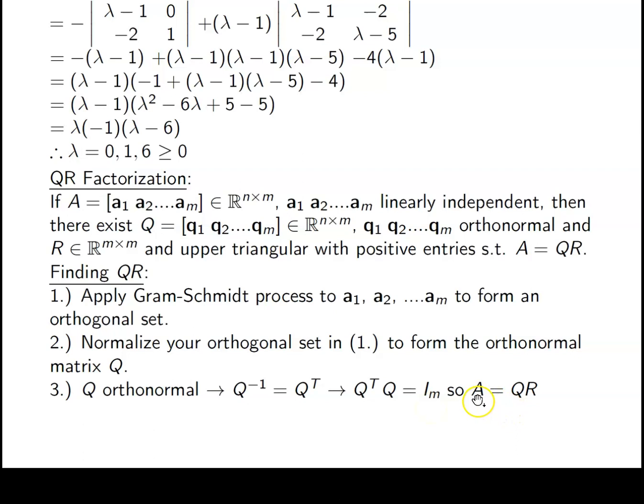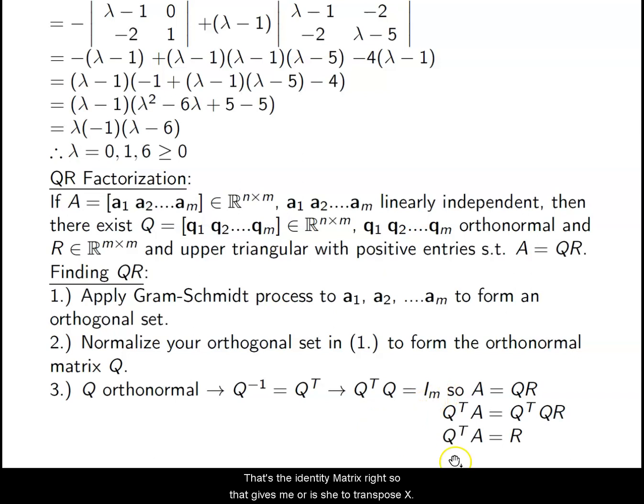So from the result that I want, A equals QR, I can pretty much solve for R. If I multiply by Q transpose on the left on both sides, it looks like this. Q transpose A equals Q transpose Q R. But what's Q transpose Q? That's the identity matrix. So that gives me R is Q transpose times A. So all I really need to do is find Q. Once I find Q, I can find R very easily, and then I'm done.